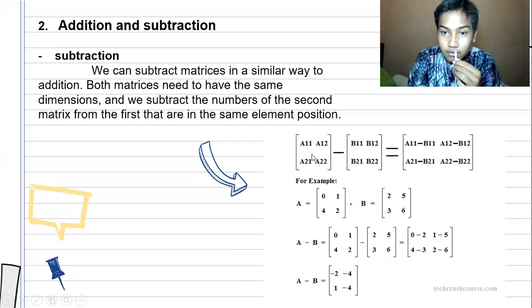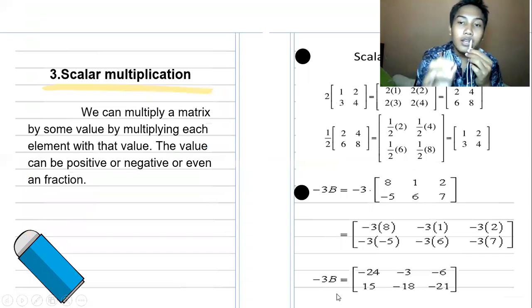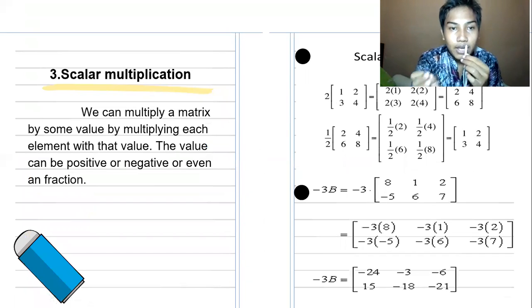As you can see in the formula, A11 minus B11 and so on. And then if you insert the numbers, as you can see, 0 minus 2, 1 minus 5, 4 minus 3, and 2 minus 6. The result of A minus B matrices is negative 2, negative 4, 1, and negative 4.